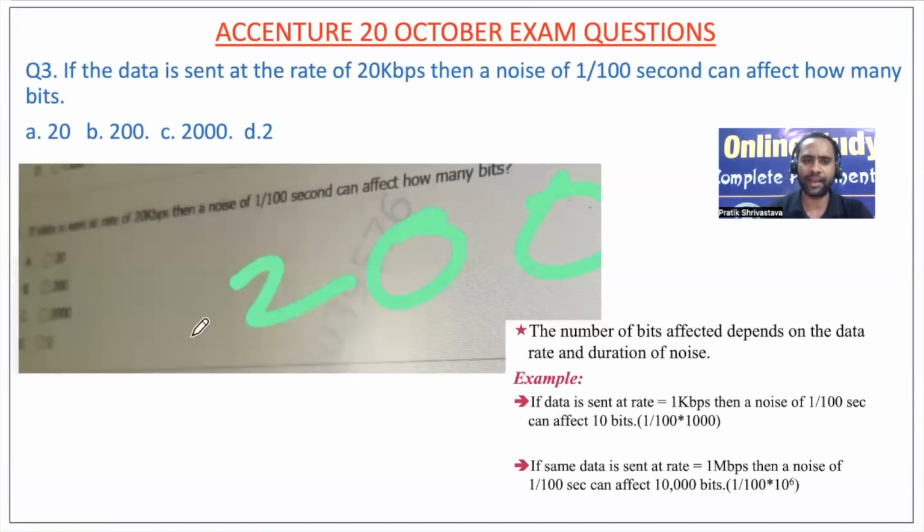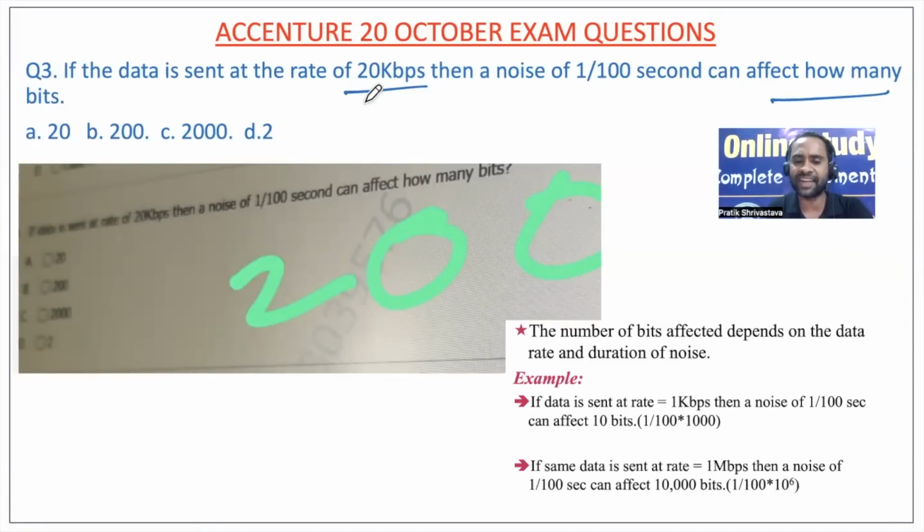If the data is sent at the rate of 20 kbps, then a noise of 1 by 100 second can affect how many bits? So these are the questions you definitely have to practice, or you have to solve a number of videos, then only you will be able to solve them in the exam.